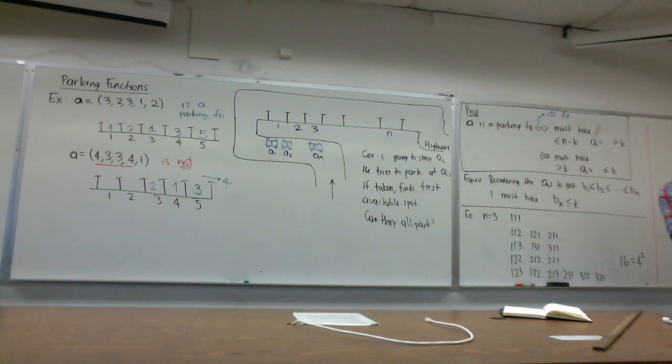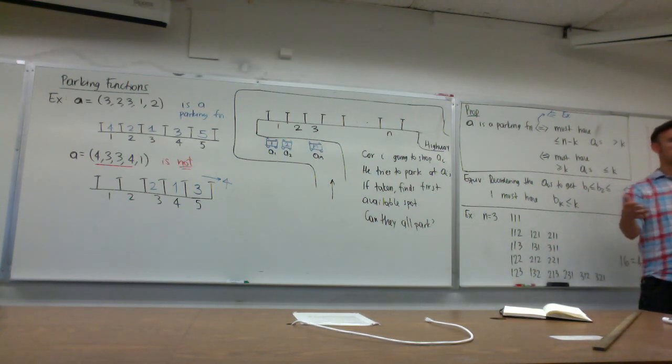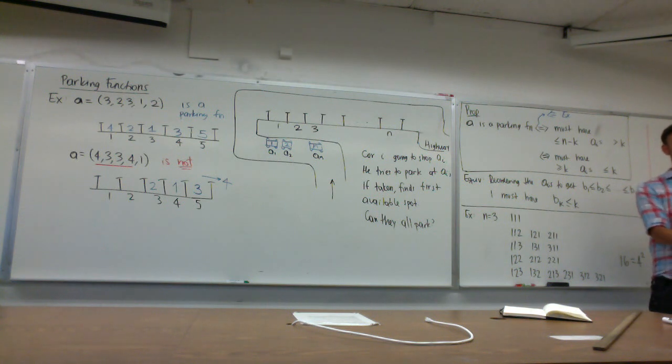Let me point out two interesting things about this. First, I think it's interesting that whether you're a parking function or not does not depend on the order that the cars come in. Right? These criteria show it. So if 1, 2, 2 is a parking function, then if there's one car headed for store 1 and 2 cars headed for store 2, it doesn't matter what order they come in. Either they're always going to be able to park or they're not going to be able to park. Which I think is pretty surprising, but it's true.